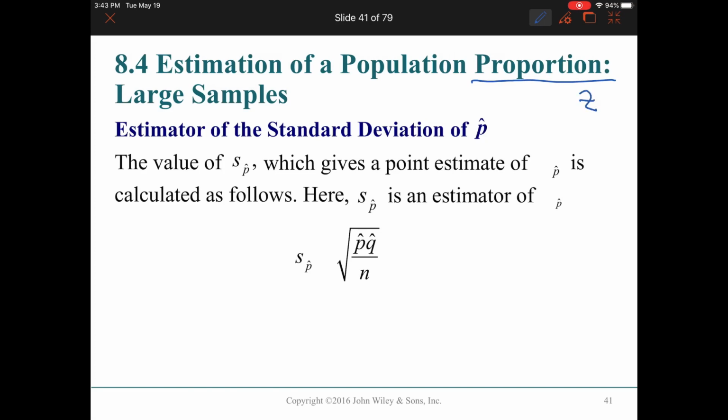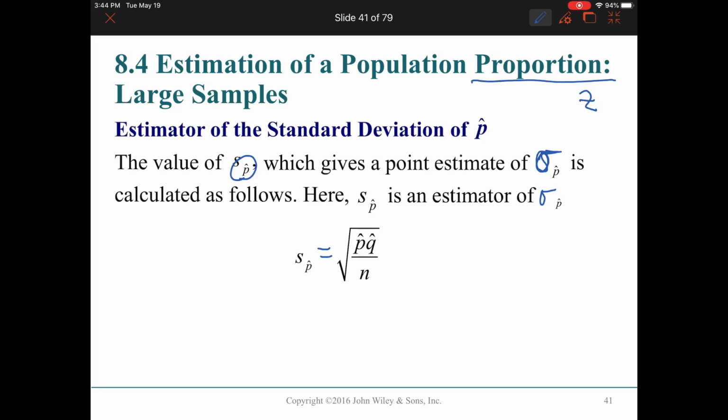We kind of changed the subject, going to proportion. But the good news is we can stay with z, for proportion, provided we fulfill some pretty basic requirements. Gets us back to the z distribution, which undoubtedly you're more familiar with. So the value of the standard deviation with regards to the sample population proportion is what I'm trying to say, which gives us a point estimate of s sub p, or actually sigma sub p to be completely accurate, is calculated as follows.